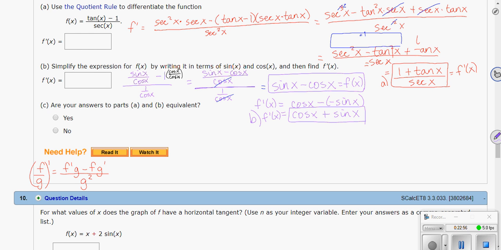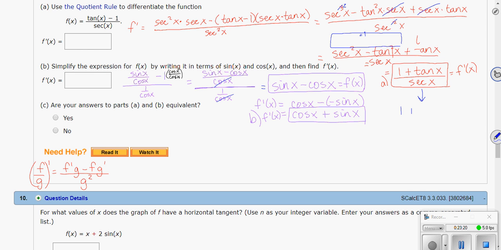Okay, now it says, are your answers to part A and B equivalent? Well, are they? Let's turn this back into an equivalent statement in terms of sines and cosines again.